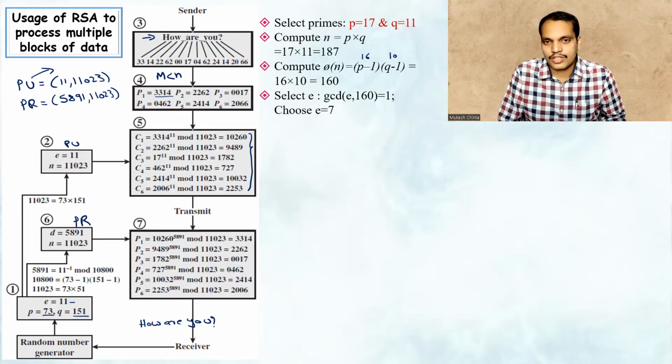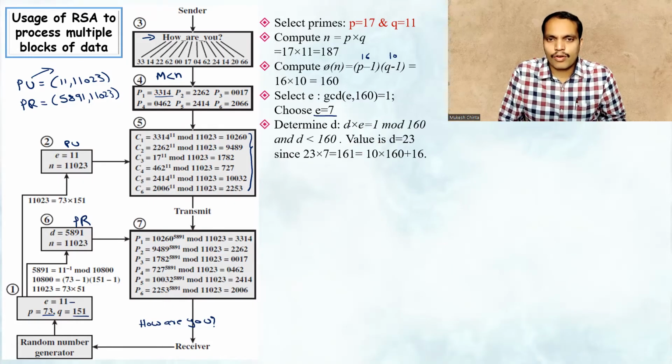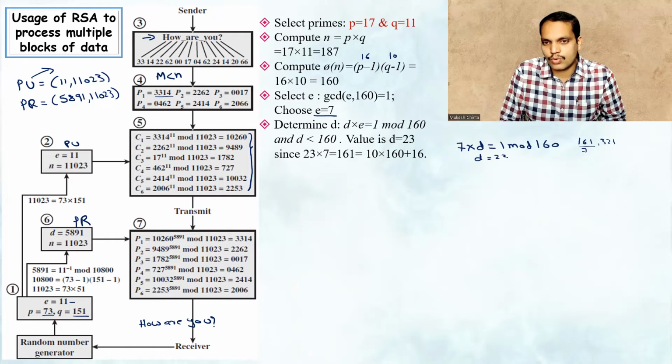Then select E. So GCD of E comma 160 should be 1, and E should be greater than 1 and less than 160. So they have selected E to be 7. And determine the value of D such that D into E is equal to 1 mod 160, and D value should be less than 160. So the simple equation here is 7 into D is equal to 1 mod 160. Once again, if I were you, I'll start taking the values down here. The possible values are 161, 321. So if I take 161 and divide this by 7, I get 23. So automatically I can select that D is equal to 23.